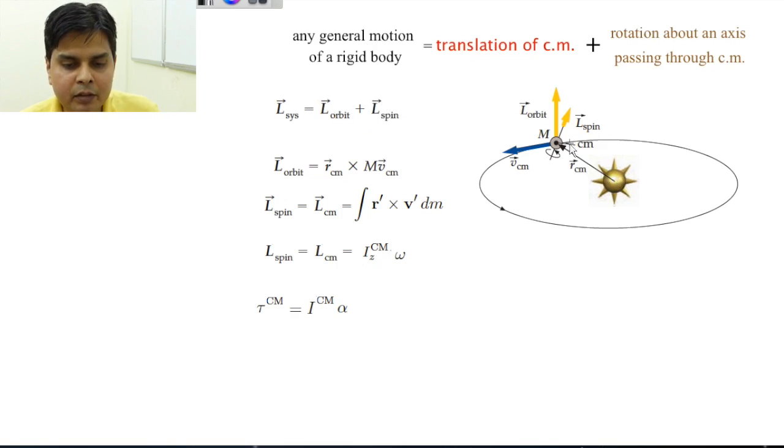Suppose this is my sun and any planet, or earth or moon, is revolving around this thing. So this will be revolving with velocity VCM, the velocity of the center of mass. If this is my object, and this is my origin O here, what will be the angular momentum because of this center of mass? That will be R center of mass cross M VCM. So this is L orbit.